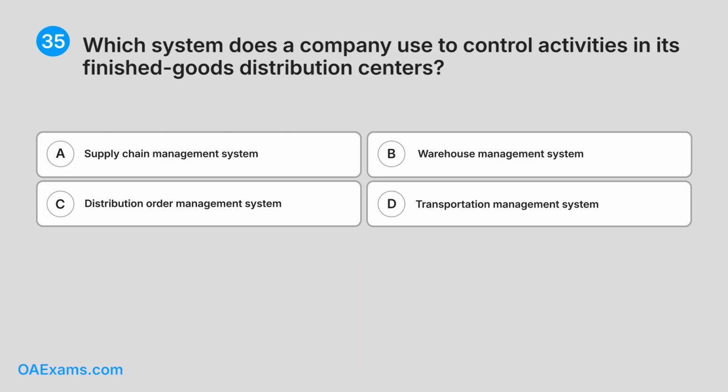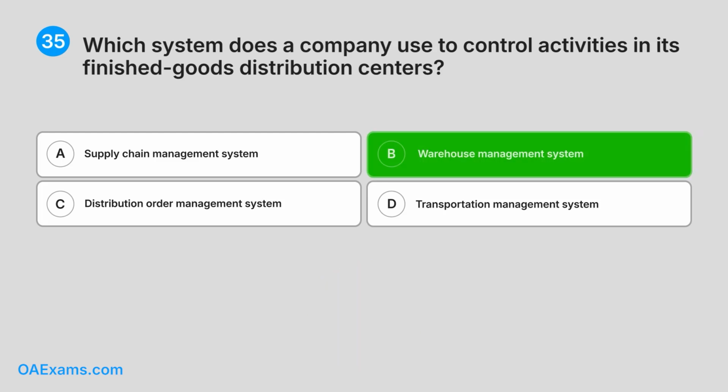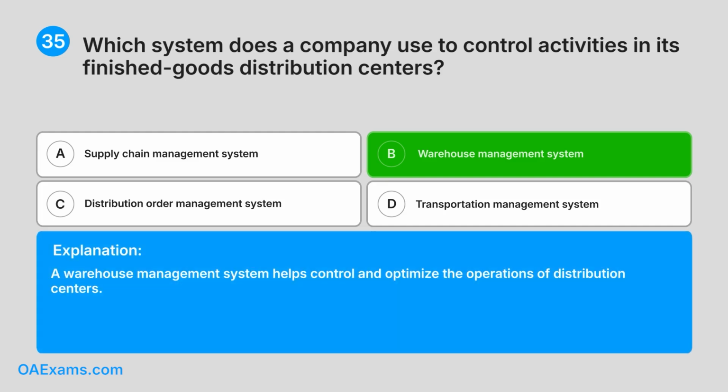Correct answer: B. Warehouse management system. Explanation: A warehouse management system helps control and optimize the operations of distribution centers.